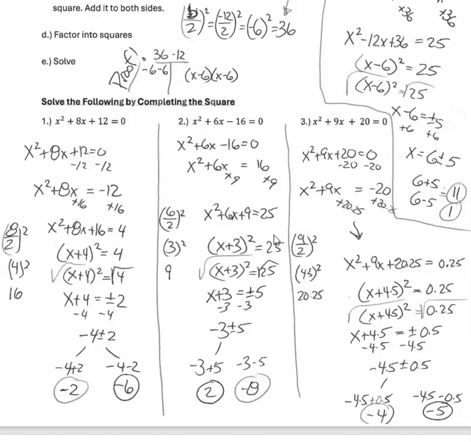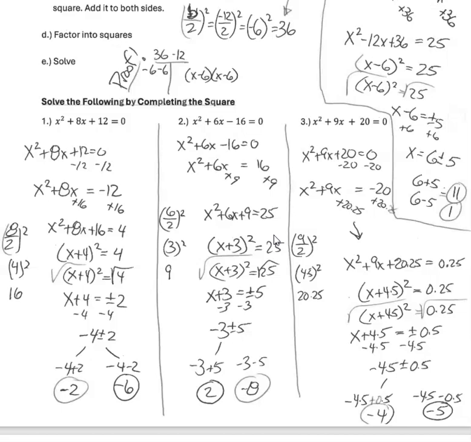The next one, half of 6 is 3, and 3 squared is 9. 9 is not negative 16. So that is not the magic number that we want. So I just get rid of it. I add 16 to the other side, or to both sides. I then find out what is that magic number. The magic number is half of b, which is 3 squared. So I'm going to add 9 to both sides.